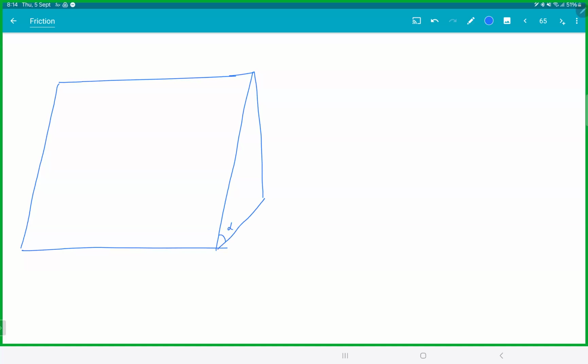This is alpha. Let this be your x-axis and let this be your y-axis. So I'm choosing x and y along the plane. Initially, when you projected with velocity here, vx was ux, which was u, and uy was 0. There was no velocity. Then this thing started deviating because of mg.